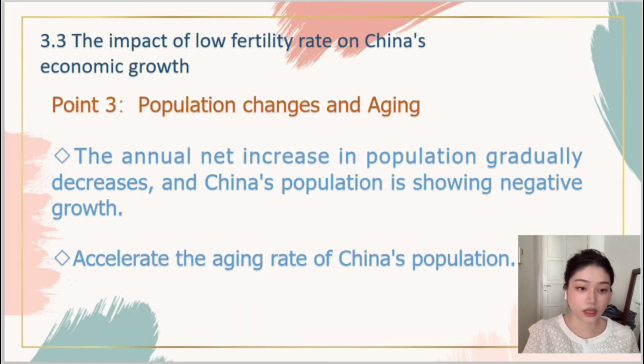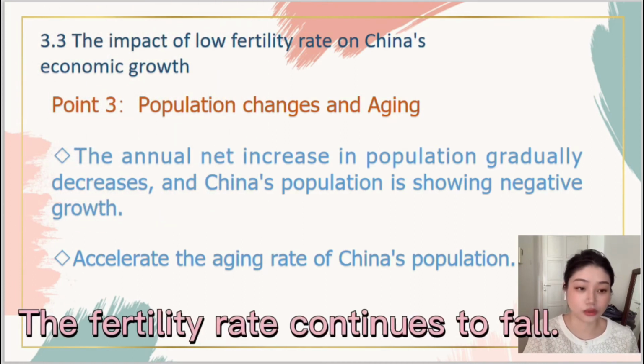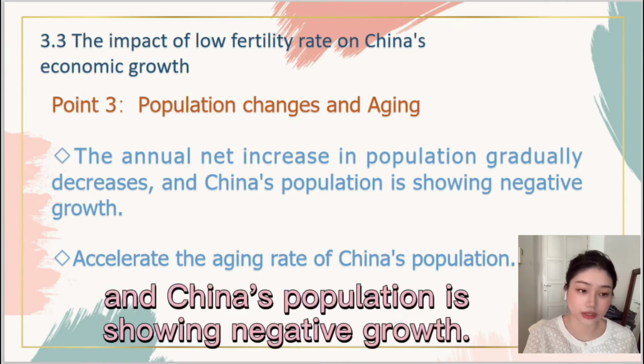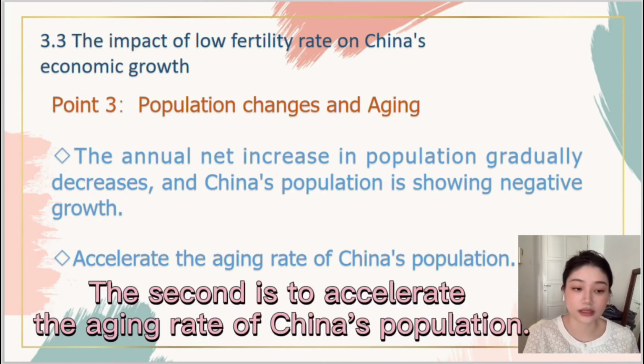The third point is population change and aging. The fertility rate continues to fall. First of all, the impact of China's population change is that the annual net increase in population gradually decreases, and China's population is showing negative growth. And the second is that it accelerates the aging rate of China's population.